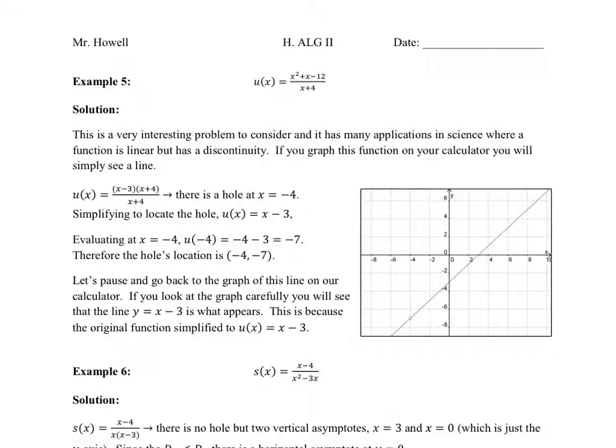Anyone else on example 5 who wants to go over it? Okay. Actually, go for it.